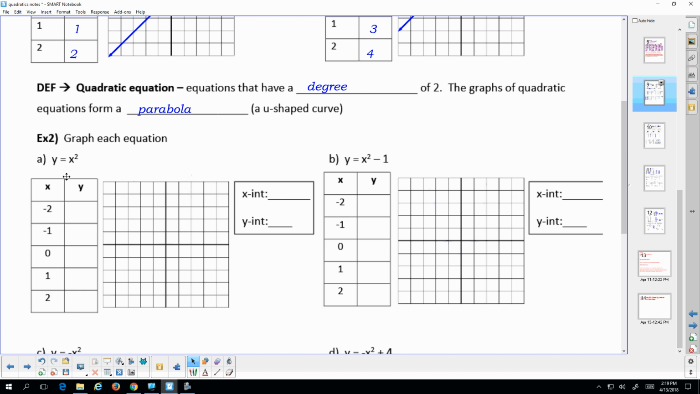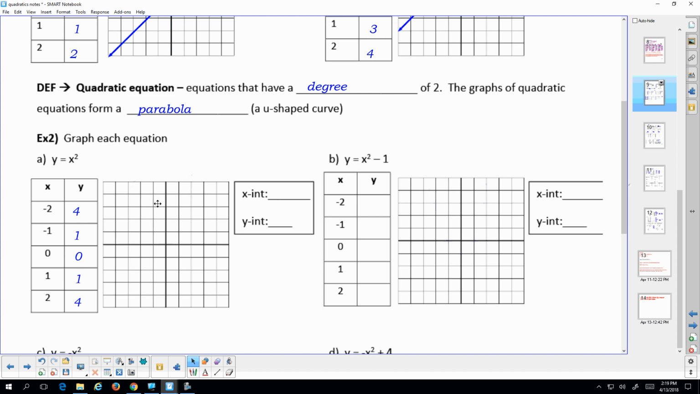Okay. If I have y equals x squared, I'm going to square x, and that will be my y value. So if I do -2 squared, what's -2 squared? Remember, +4, because -2 times -2 is going to give you +4. What's -1 squared? It's going to give you +1. What's 0 squared? That's 0. 1 squared is 1. And 2 squared is 4.